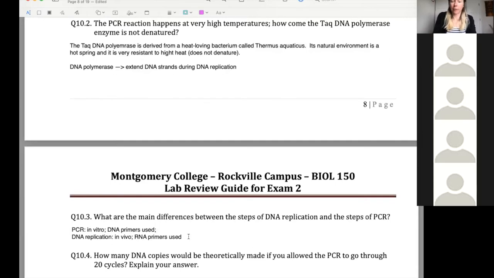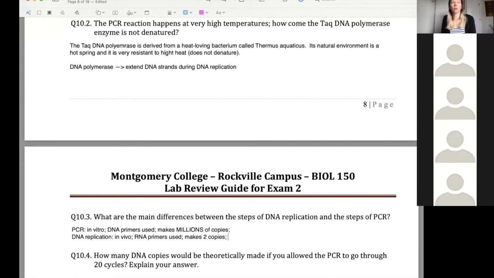What about the number of copies produced? How many copies of DNA do we get in DNA replication? How many copies are we getting in PCR? DNA replication, I think, is 2, right? Yeah, you're just making another one. PCR makes millions or billions of copies. A lot. It makes a lot of copies.